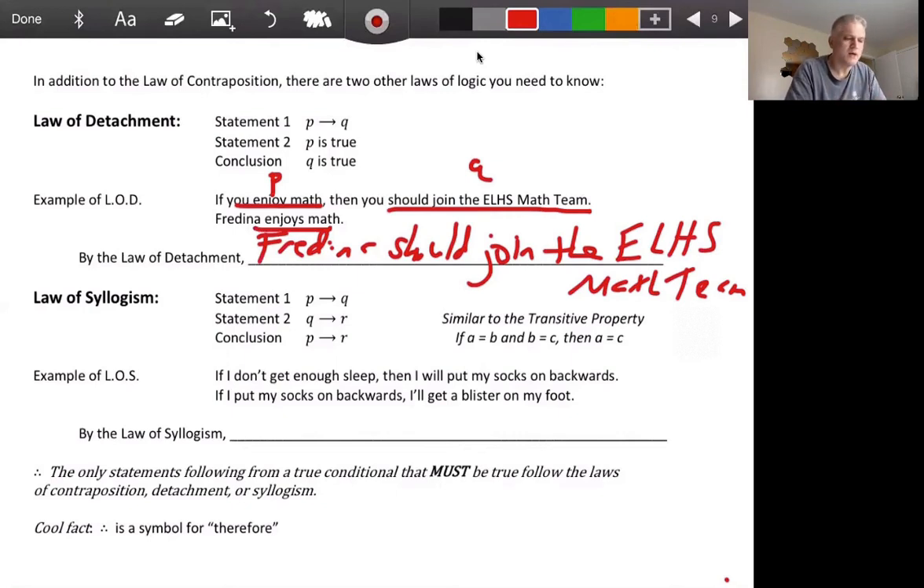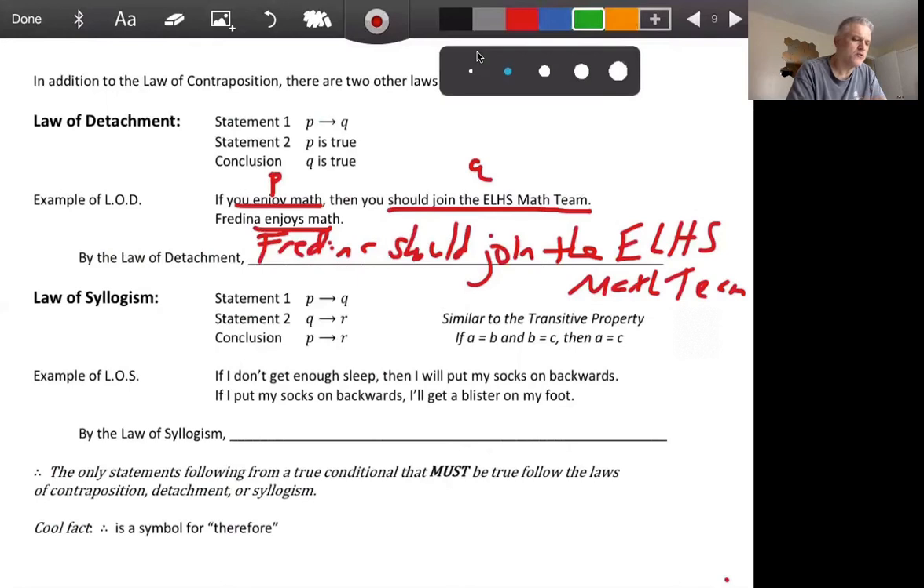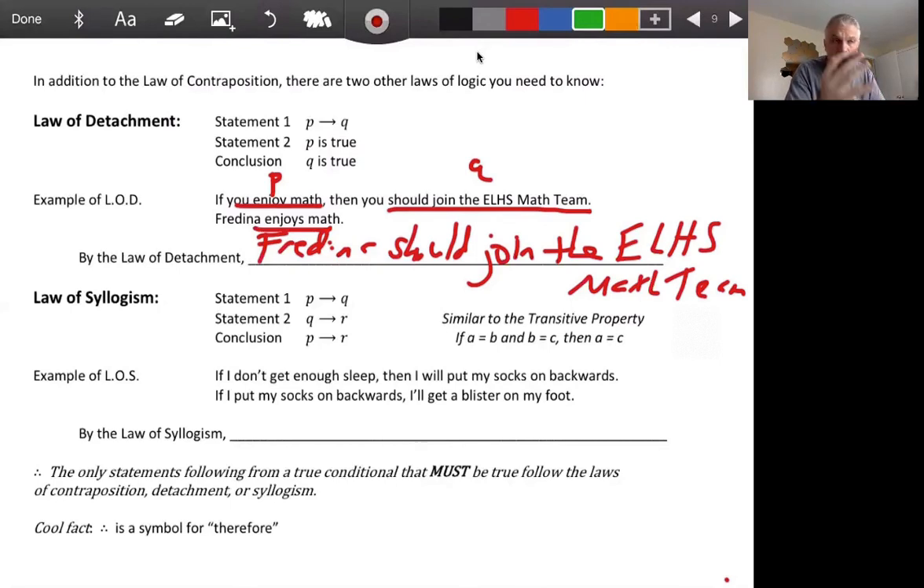All right, law of syllogism. And I've made a note over here. It's very similar to something that you studied back in grade school, the transitive property. They said if A equals B and B equals C, then the A and the C got to be equal, right? So the law of syllogism is just the logic version of that mathematical property. Statement 1, if P, then Q, or P causes Q. Statement 2, if Q, then R. Conclusion, if P, then R.